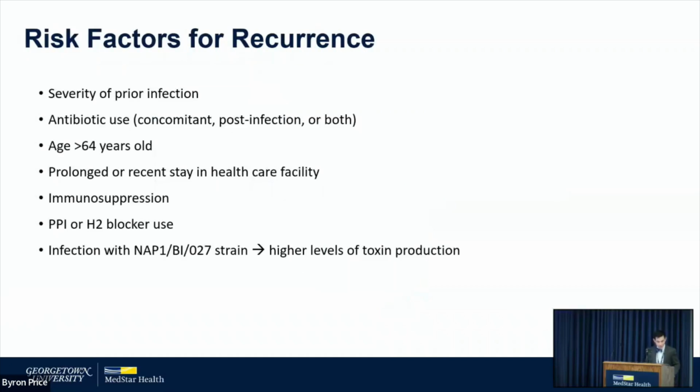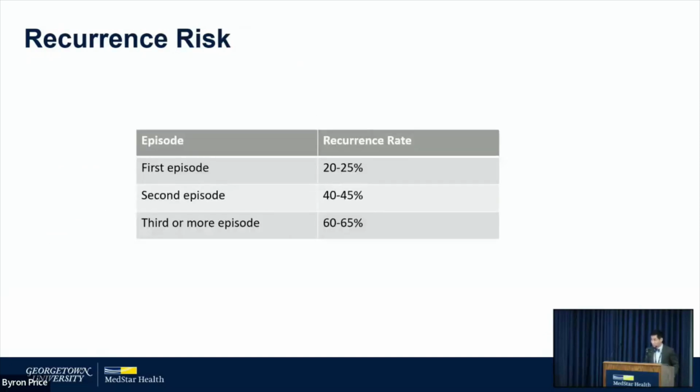Risk factors for recurrence: severity of the prior infection for C. diff, antibiotic use, both concomitant as well as post-infection, older age, prolonged or recent stay in a healthcare facility, immunosuppression, PPI or H2 blocker use, and the NAP1 strain, specifically because of the higher levels of toxin production, is what the thought is. And with each subsequent episode, that recurrence rate increases. So the first episode, at least with oral vancomycin, is as high as 20 to 25%, and you can see up to 65% for the third or more episode of C. diff.